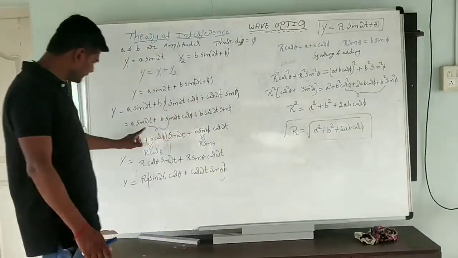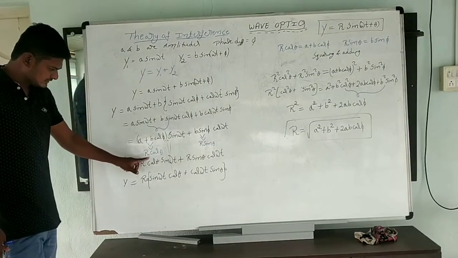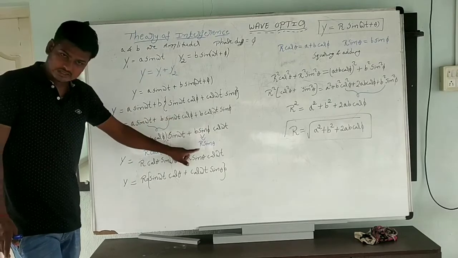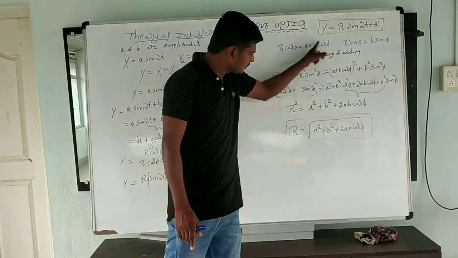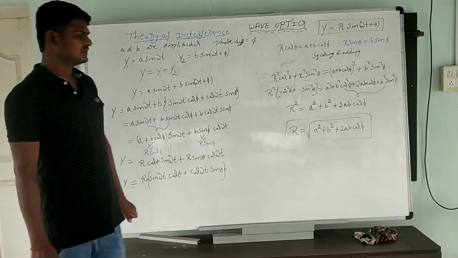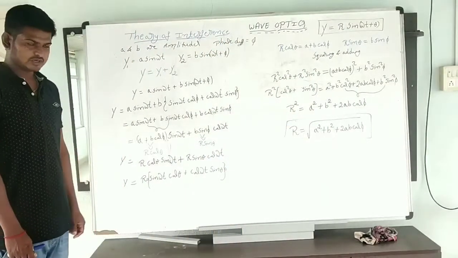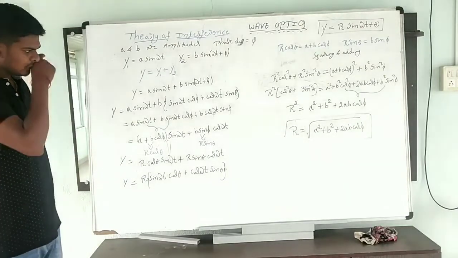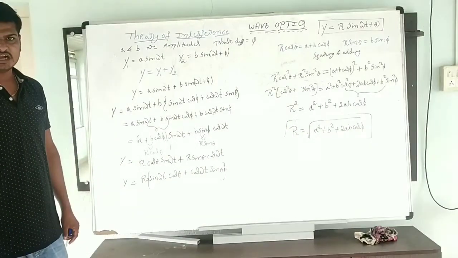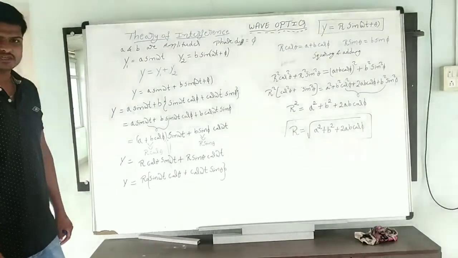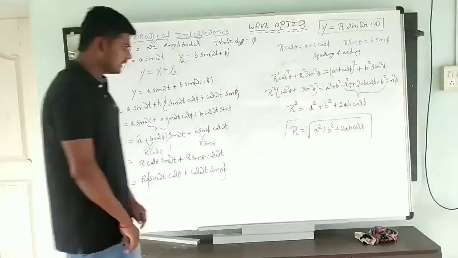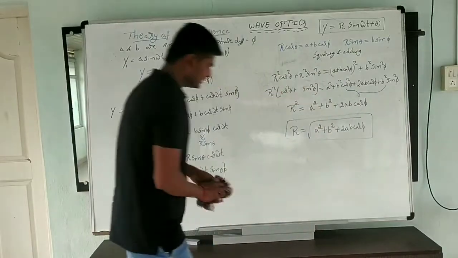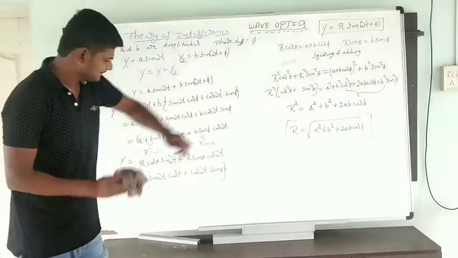After that, here what we took? A plus B cos phi is R cos theta, B sin phi is R sin theta. That one I am going to square and add. When I square and add, I will get the resultant amplitude. Now we can write the resultant intensity and arrive at the condition for constructive and destructive interference. Clear? Still now it's clear? Okay.